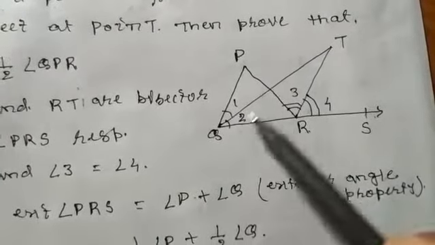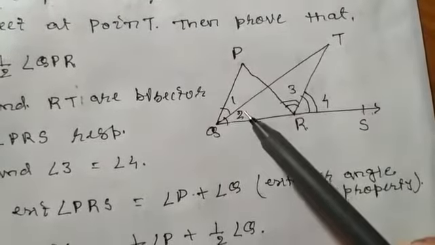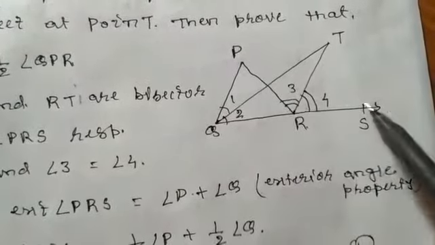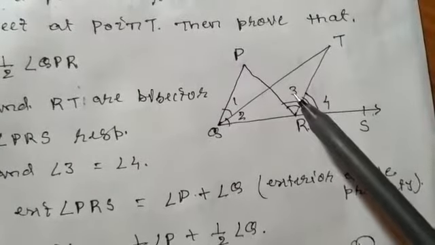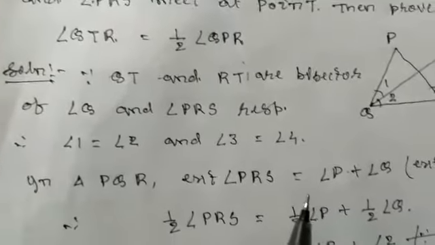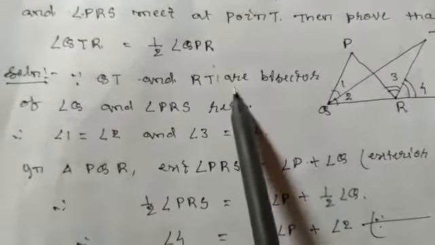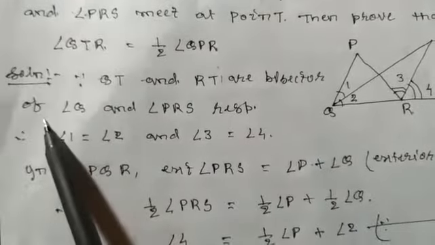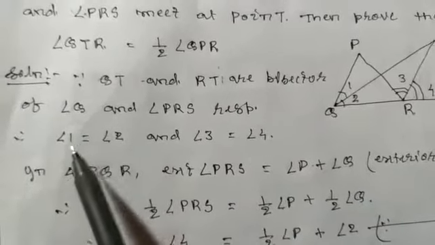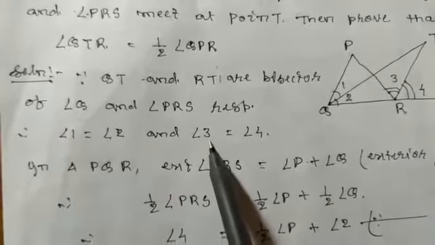Students, since QT is the bisector of angle Q, we assume that angle 1 will be equal to angle 2. And RT is also the bisector of angle PRS, so angle 3 will be equal to angle 4. Now let's see how it can be proved. Since QT and RT are bisectors of angle Q and angle PRS respectively, we have assumed angle 1 equals angle 2 and angle 3 equals angle 4.